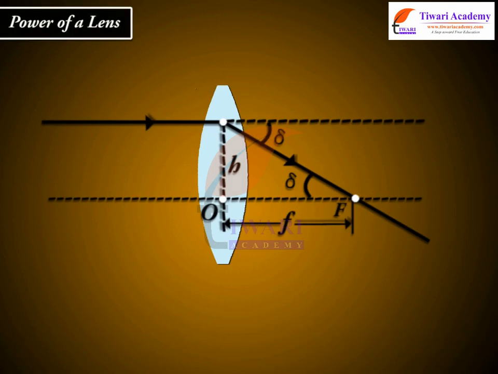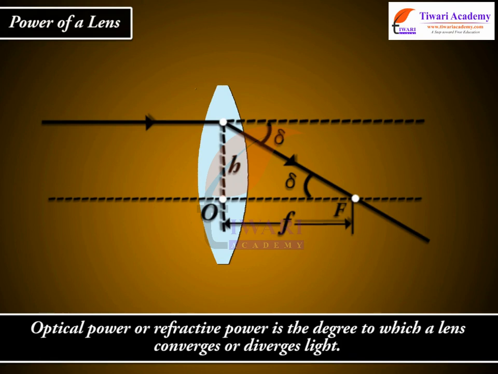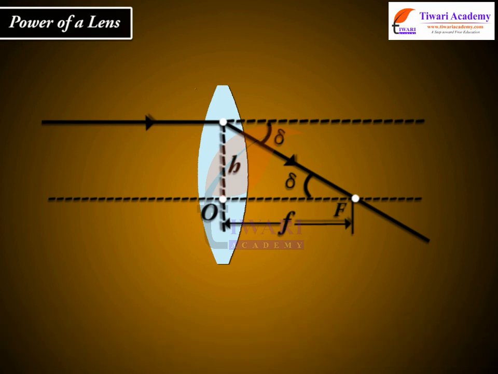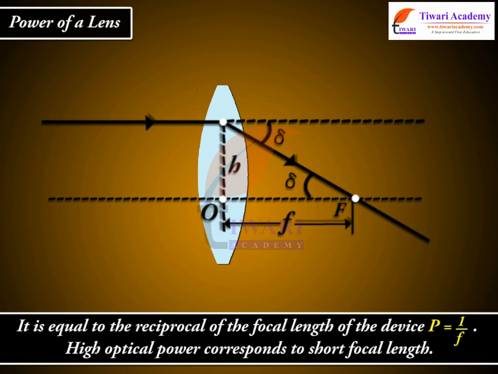Power of a lens. Optical power or refractive power is the degree to which a lens converges or diverges light. It is equal to the reciprocal of the focal length of the device. P is equal to 1 by f. High optical power corresponds to short focal length.